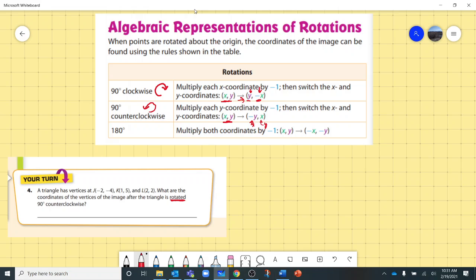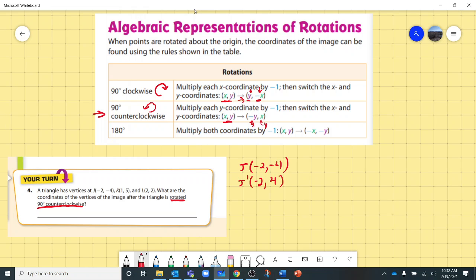90 degrees counterclockwise. So if we look at our 90 degrees counterclockwise, we're looking at this one right here. So we're going to multiply our y coordinates by -1 and then switch our x and y. So I'm going to do this in a couple of steps. So here's our original J, which was (-2, -4). First, I'm going to multiply my y coordinate by -1, so it's (-2, 4).